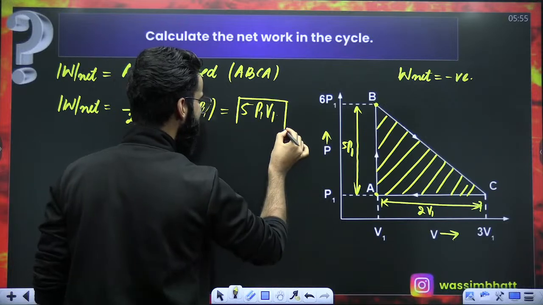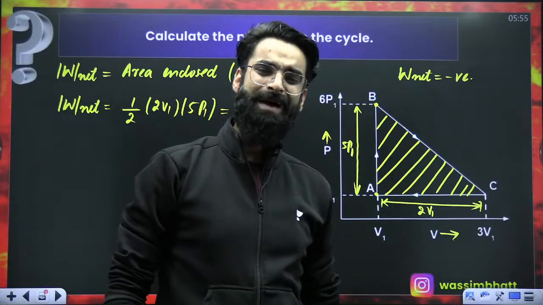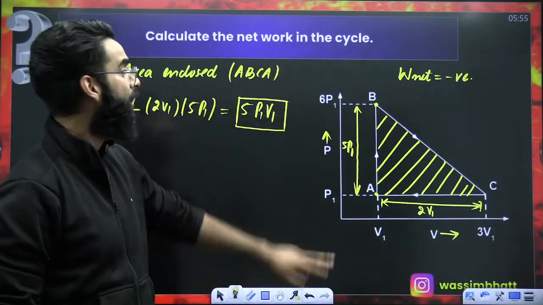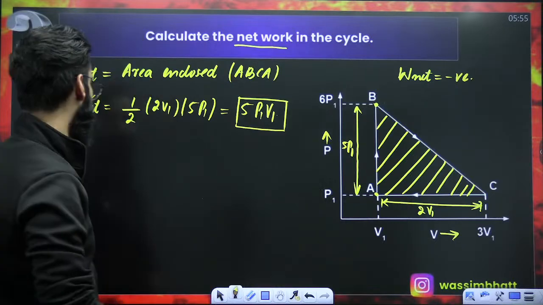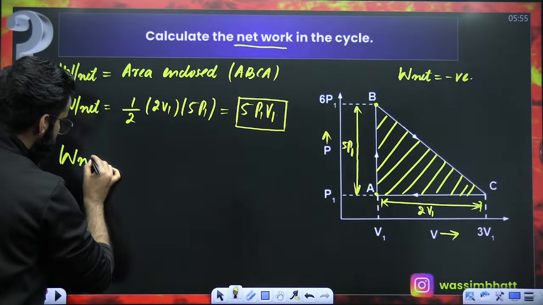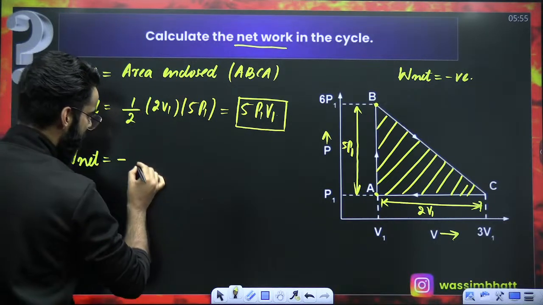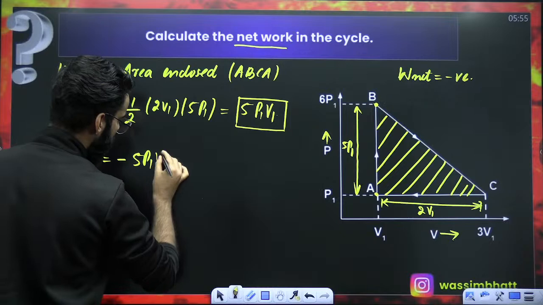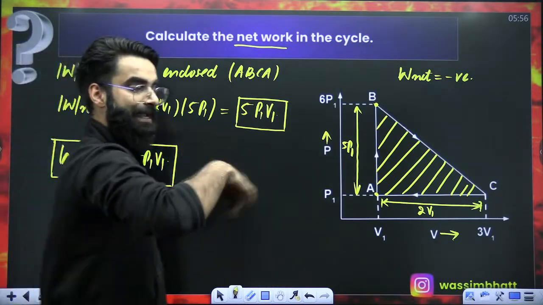So this is basically the magnitude of work done during the cyclic process. But am I supposed to calculate the magnitude of work, or the net work? I'm supposed to calculate the net work done during the process. Net work done during the process will be equal to, the sign has to be negative. Magnitude is 5 times P1 V1, right? So this is the net work during the cyclic process.